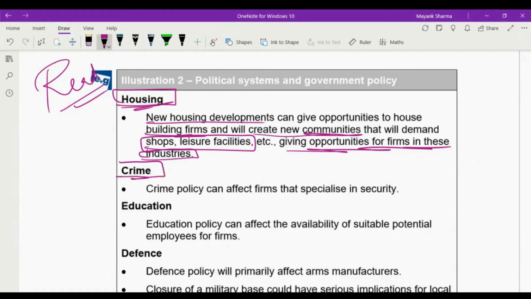Government policy relating to crime will impact security businesses. Like CCTV. If you're a provider of CCTV, government's policy will have a large impact, or the crime situation will also have an impact.